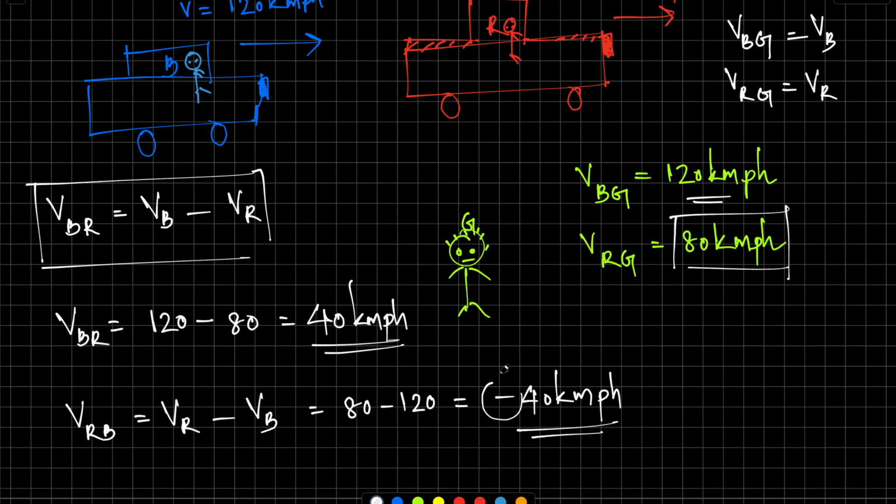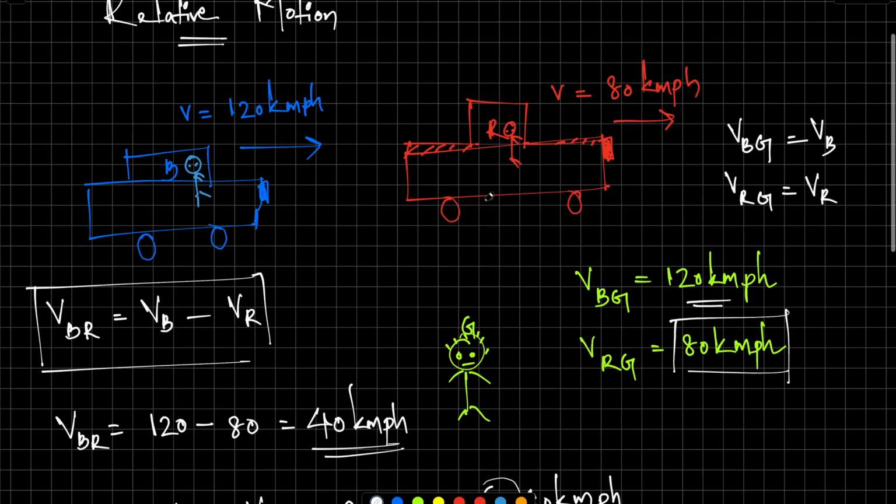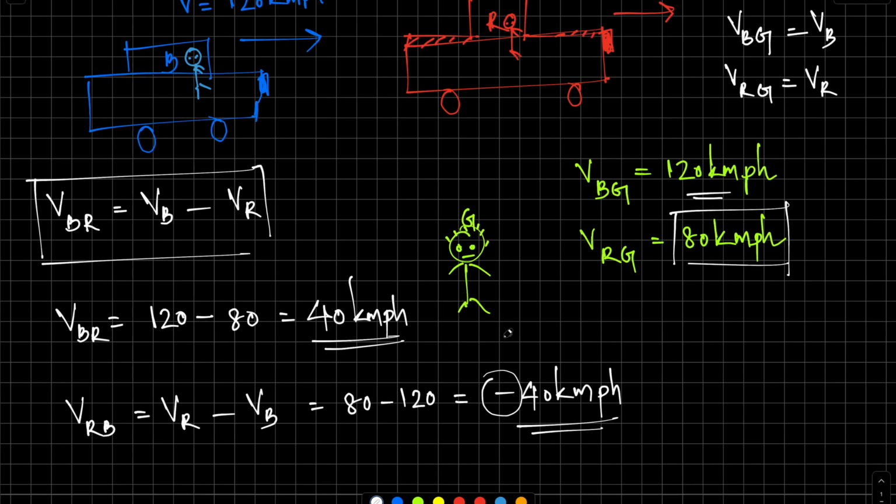Think about this negative sign. For this guy, he would feel like the red car is moving backwards, right? It's slowly moving backwards. He wouldn't feel like the red car is moving at 80 kilometers per hour towards the right, but he would feel like the red car is slowly moving backwards with a velocity of 40 kilometers per hour. That's the significance of this negative sign.